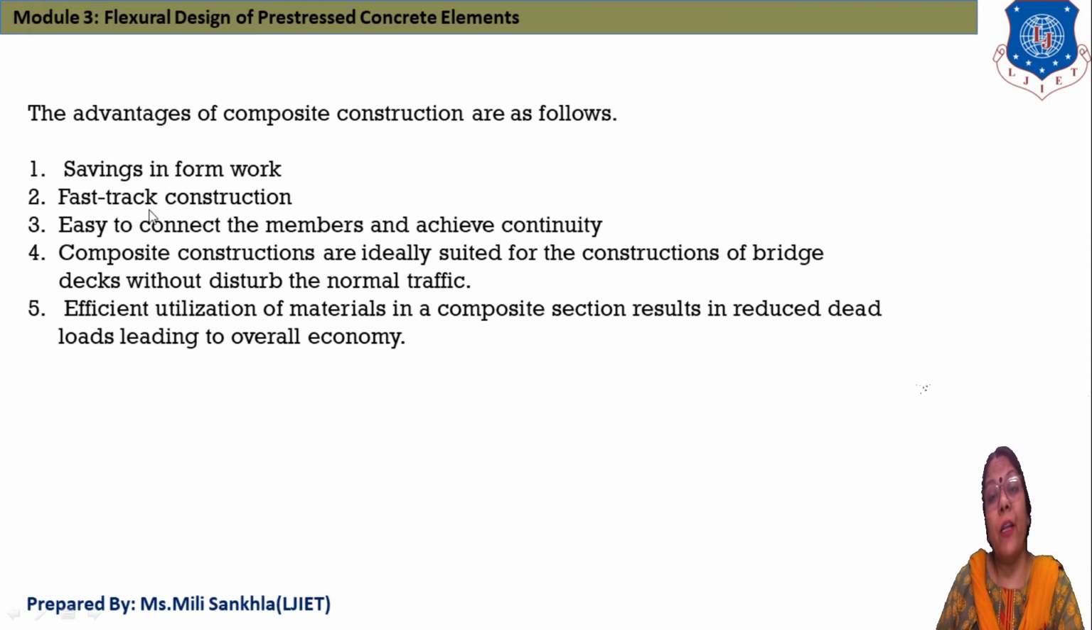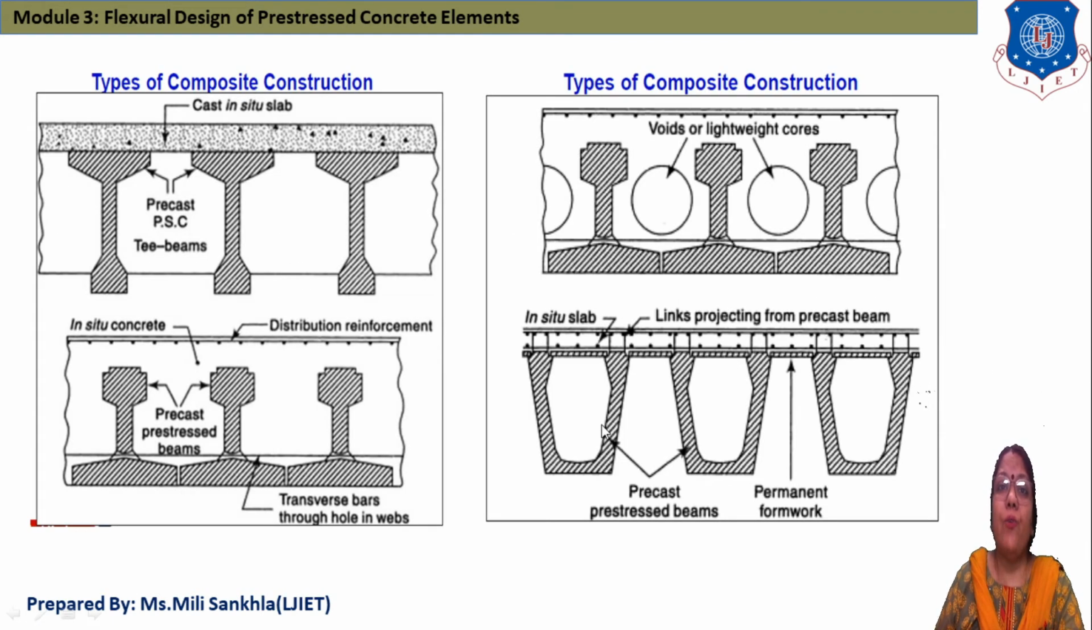This is the advantage of composite construction. Now here you can see a different type of image of composite construction. This one is the I girder, and on top is our deck slab. This deck slab is cast in situ, that is, constructed on site, and this I girder is precast, that means it is already constructed and used here.